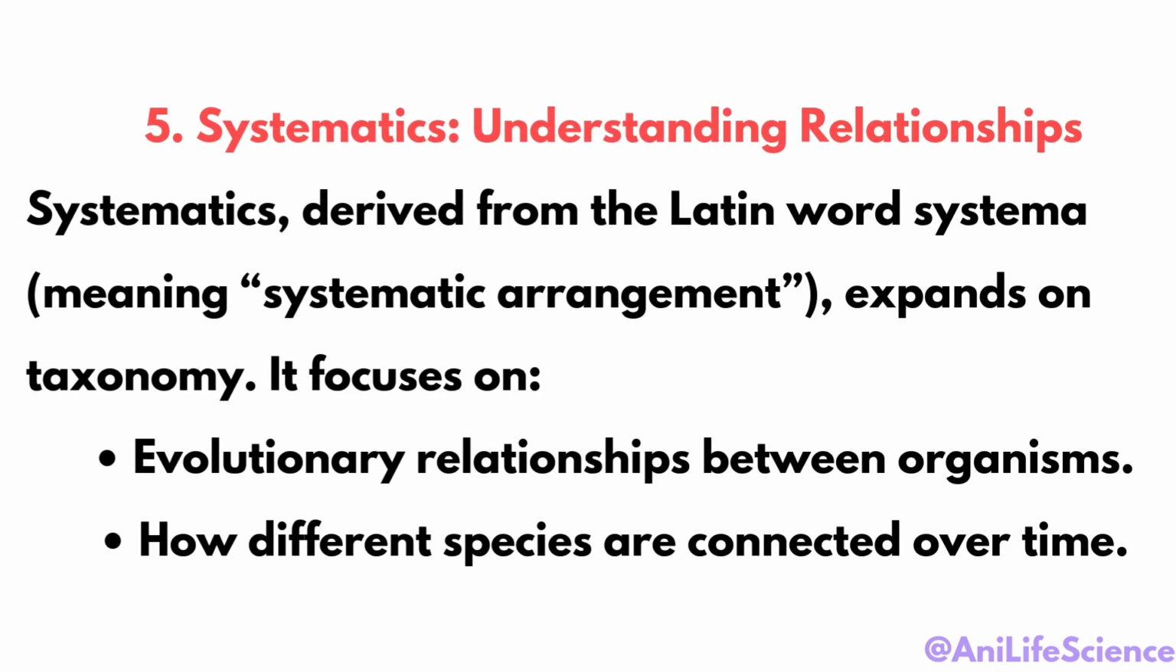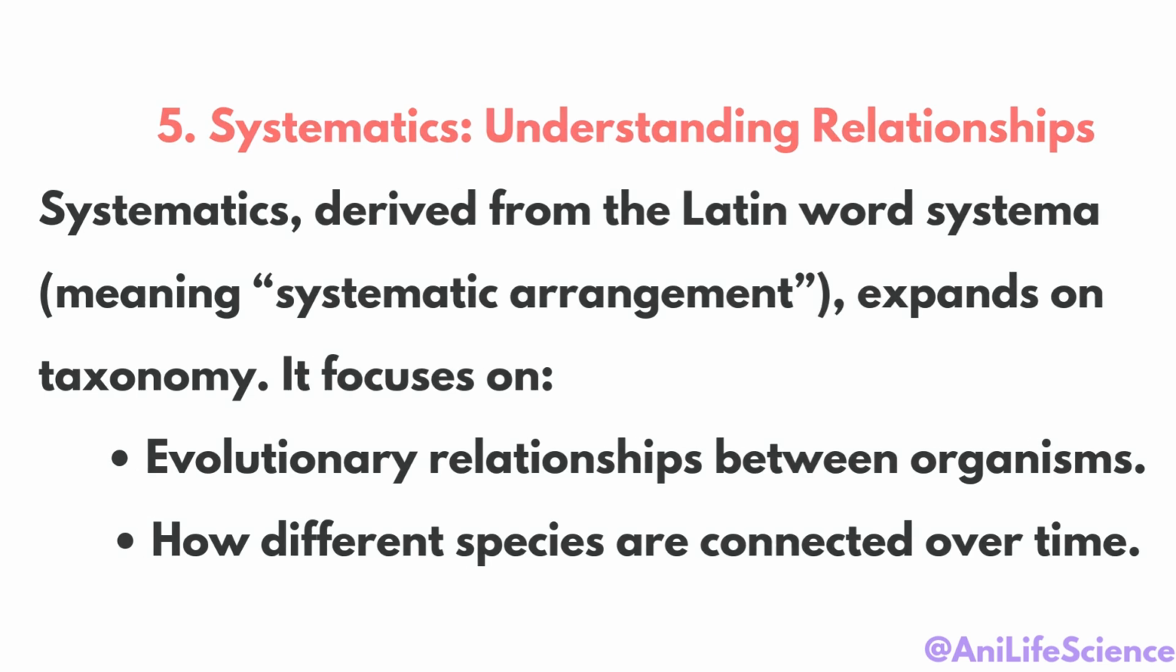Rule 5. Systematics, understanding relationships. Systematics, derived from the Latin word system, expands on taxonomy. It focuses on evolutionary relationships between organisms. How different species are connected over time. For example, birds and reptiles share common ancestors, which is why their evolutionary link is studied under systematics.